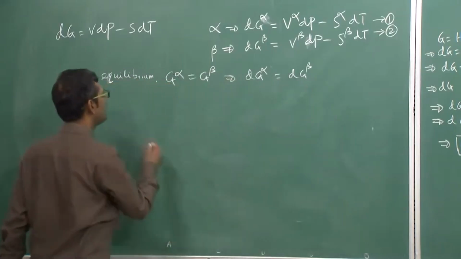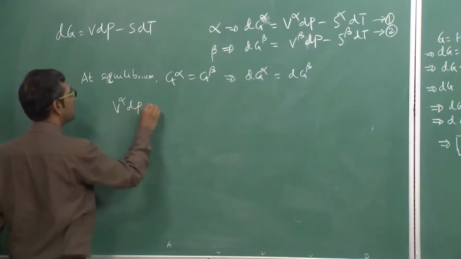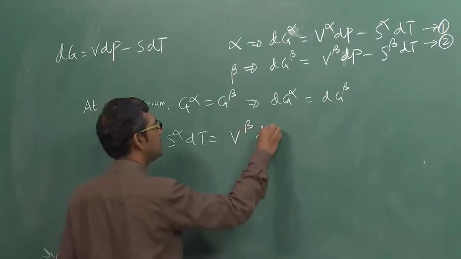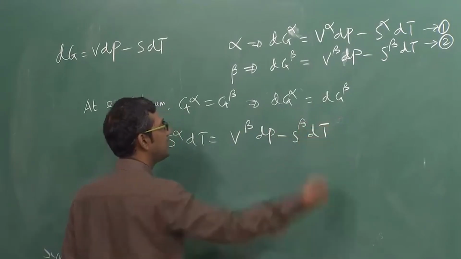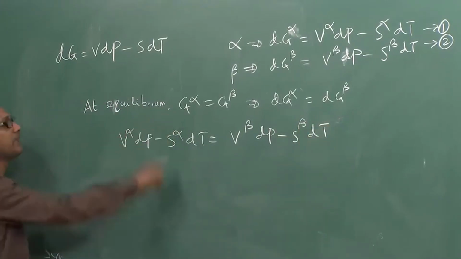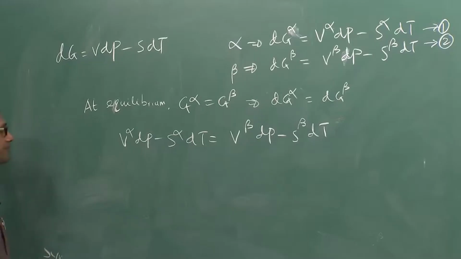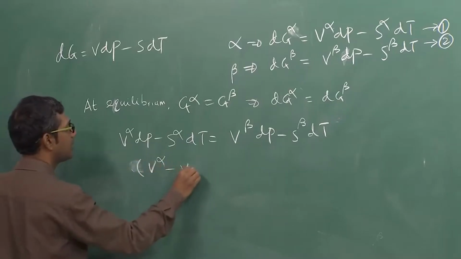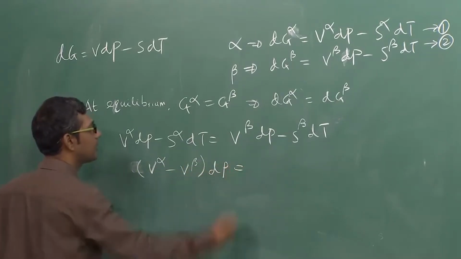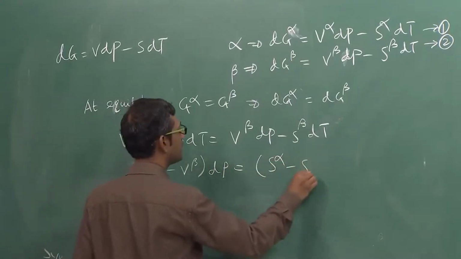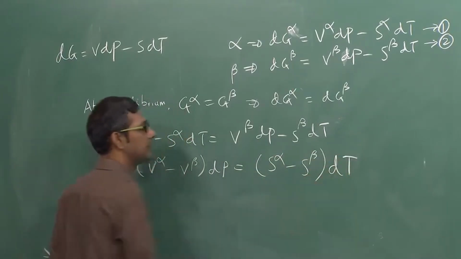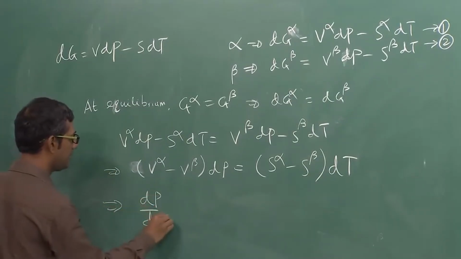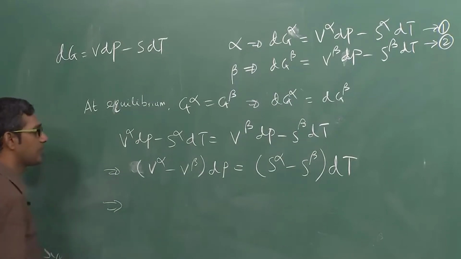By equating 1 and 2 we get V alpha dP minus S alpha dT is equal to V beta dP minus S beta dT, all at constant temperature and pressure, because this equilibrium is happening at a given temperature and pressure. So we can simply write down (V alpha minus V beta) dP is equal to (S of alpha minus S of beta) dT.